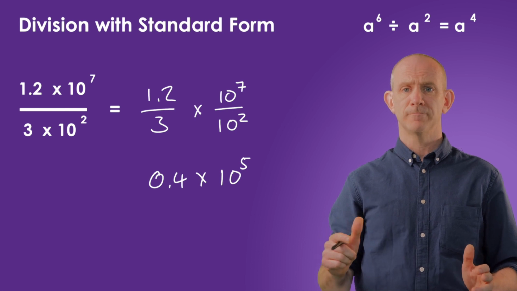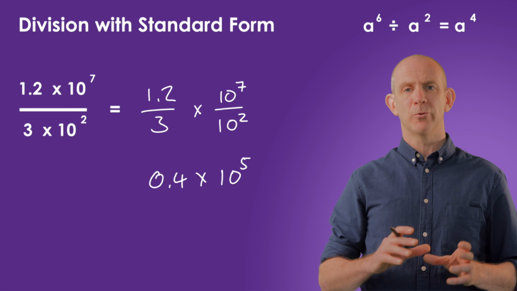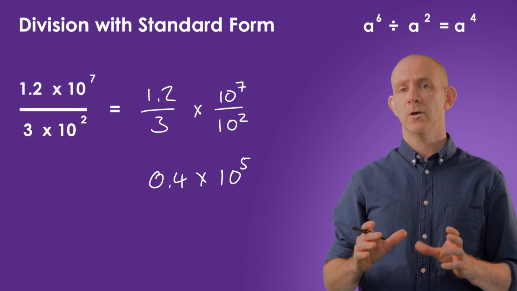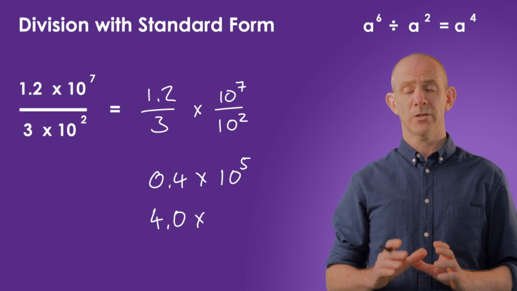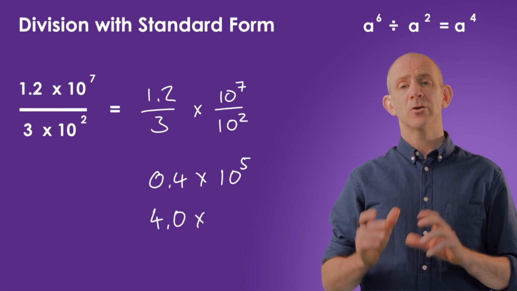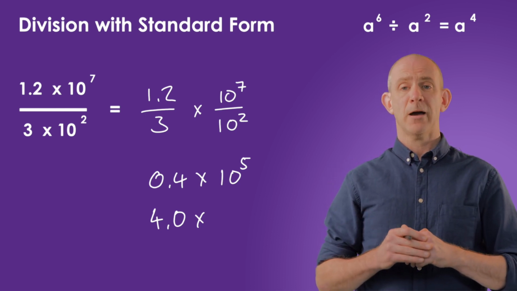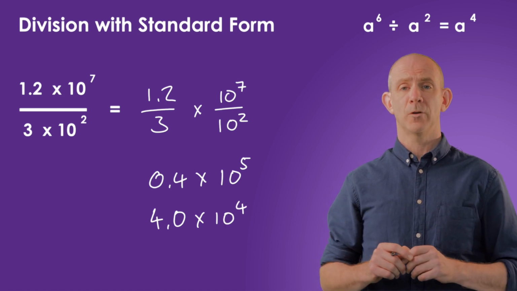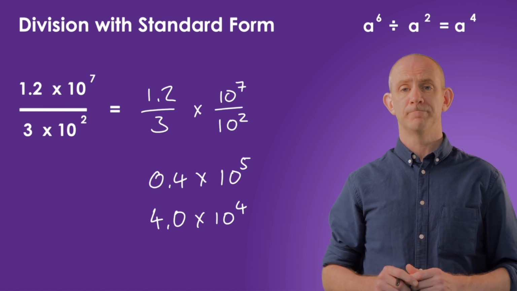10 to the power of 7 divided by 10 to the power of 2 would give me 10 to the power of 5. This still isn't in standard form though, because it's 0.4, so I need to increase that by a power of 10. So if I times that by 10, I get 4.0. Now because I've increased that by a power of 10, I need to decrease my powers of 10. So it goes from 10 to the power of 5 to 10 to the power of 4. So we end up with the answer of 4.0 times 10 to the power of 4.